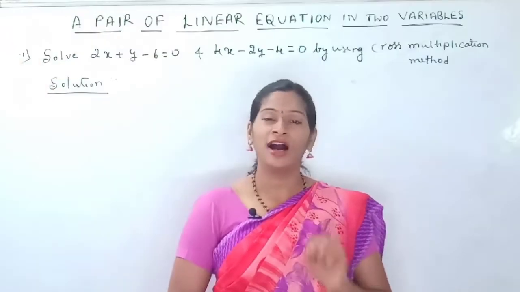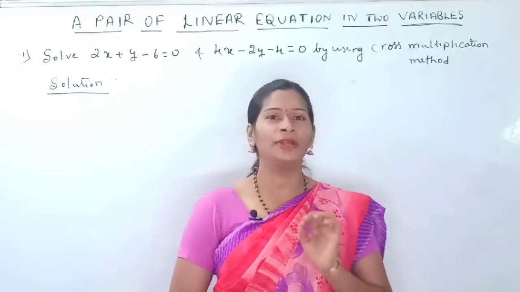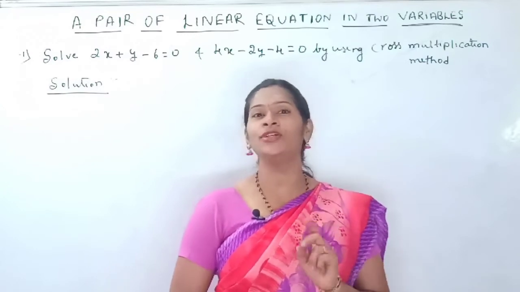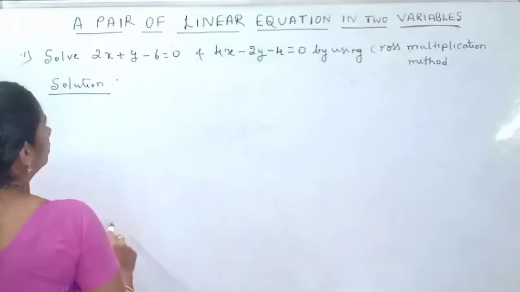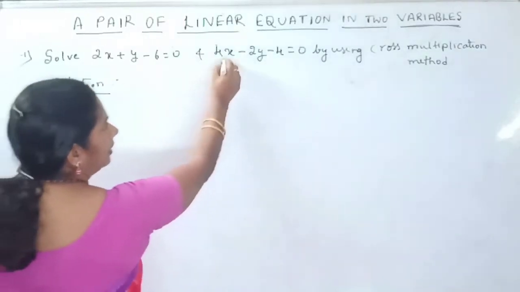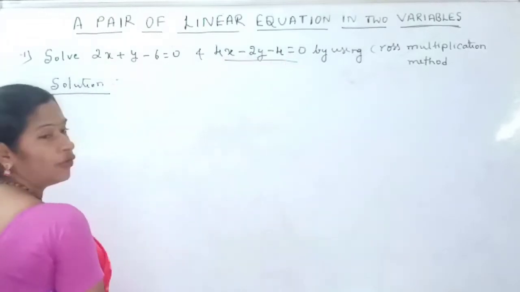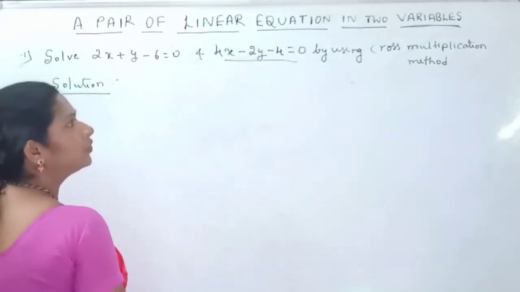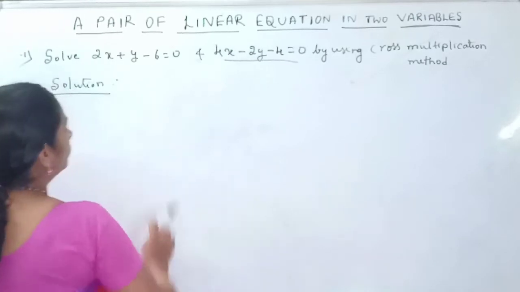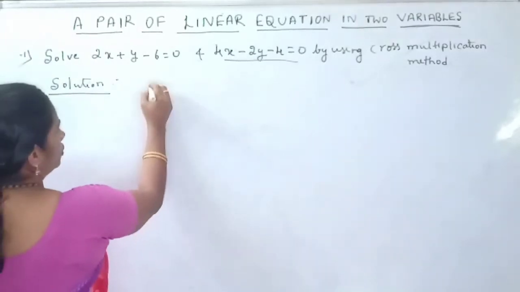Let us discuss how to find the solution for a pair of linear equations in two variables by using cross multiplication method. Solve 2x plus y minus 6 equal to 0 and one more linear equation 4x minus 2y minus 4 equal to 0 by using cross multiplication method. What are the given pair of linear equations, children?